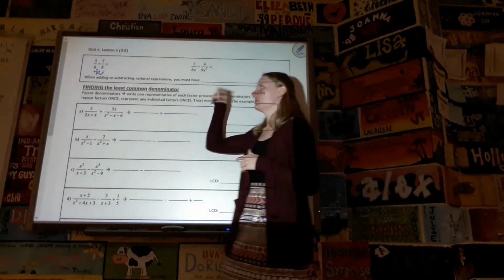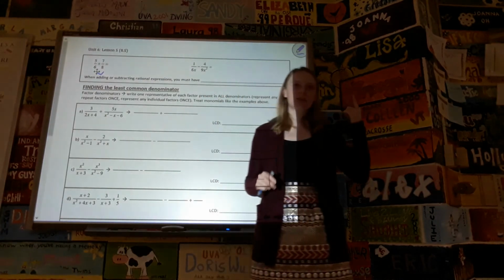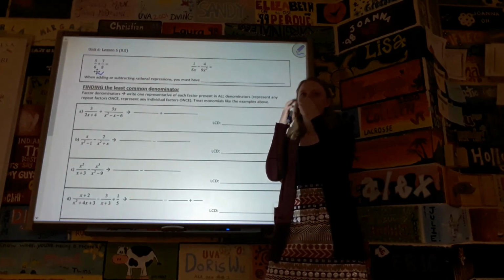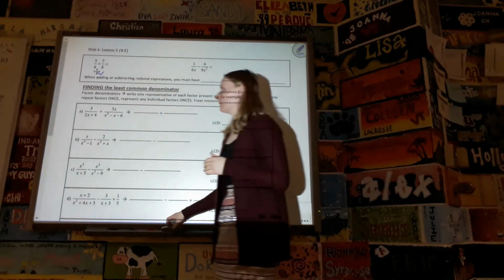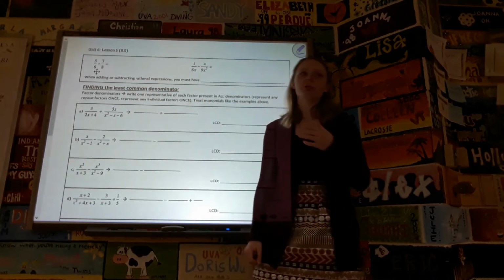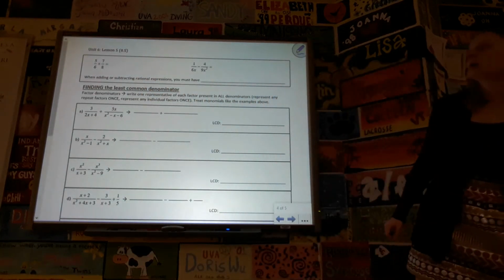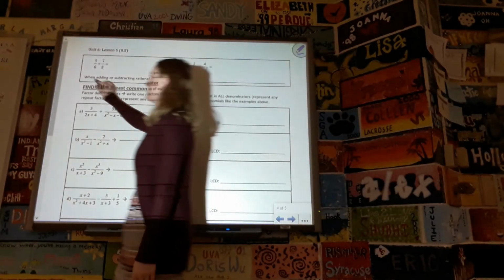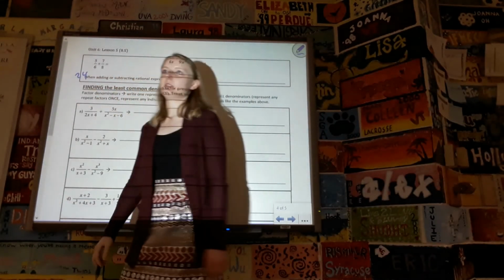So you have to think about the multiples of 8 and the multiples of 6, and then the one that they both have in common that they can both multiply up to. So what is something that 8 can multiply up to that 6 can also multiply up to? 24. So 24 is going to be our least common multiple. That's going to be our common denominator.